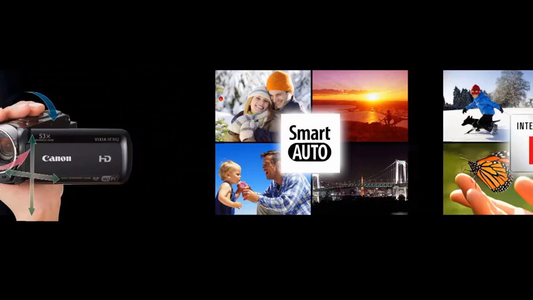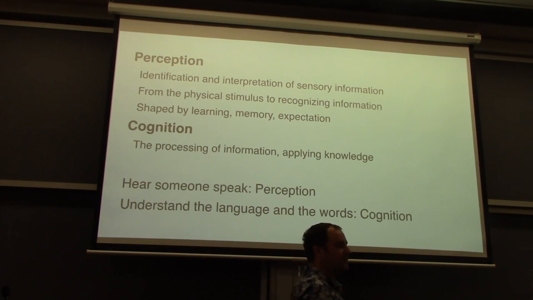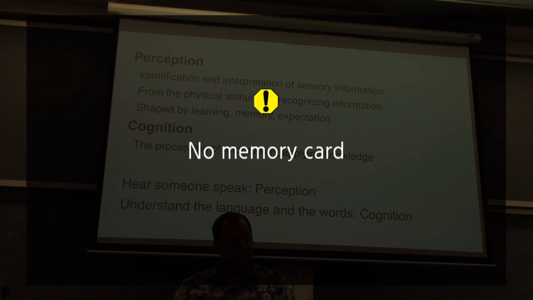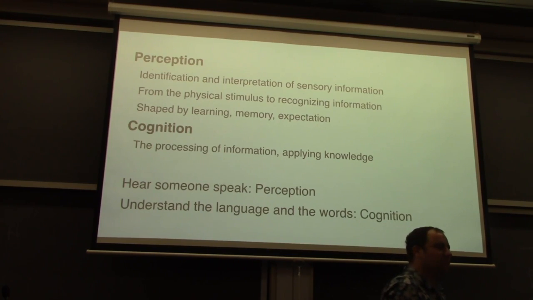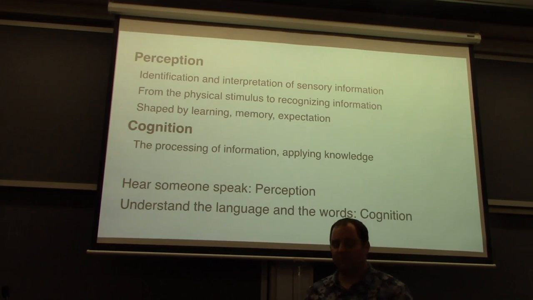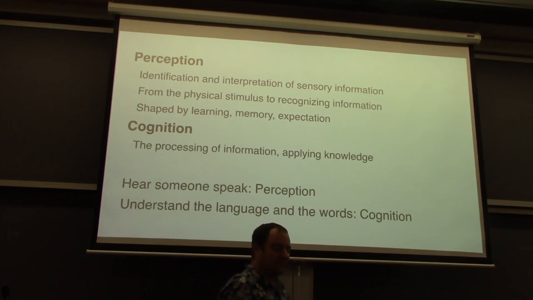So what do I mean by perception? There are 2 different things: perception and cognition. Perception is the identification and interpretation of sensory information, from the physical stimulus, like the electromagnetic wave hitting your retina, to recognizing the information. And perception is not neutral, it's not absolute. It is very much shaped by your learning, by your memory, by your expectations. I'll have plenty of examples of what I mean by that in the rest of this lecture.